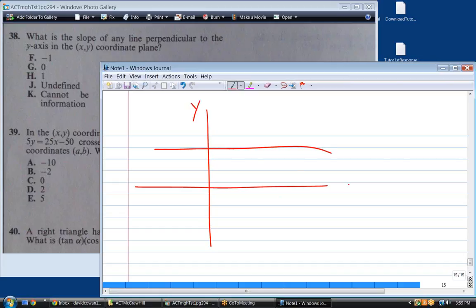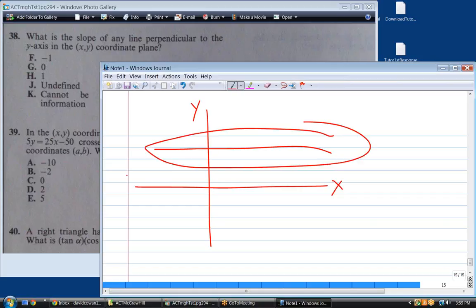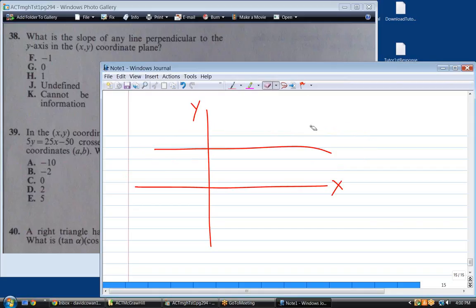So it will be the opposite? No, what is it? There's a slope on that line right there. This line right here. What's the slope of it? Is it undefined? No, that's a vertical line. So then it's 1. Or 0. Remember what slope is? Rise over run.